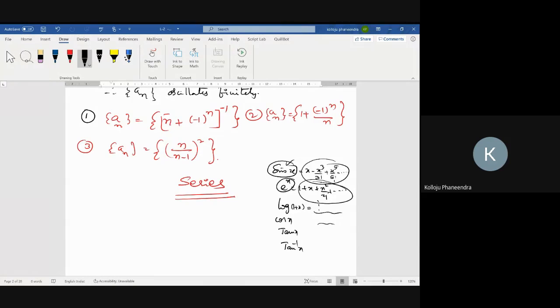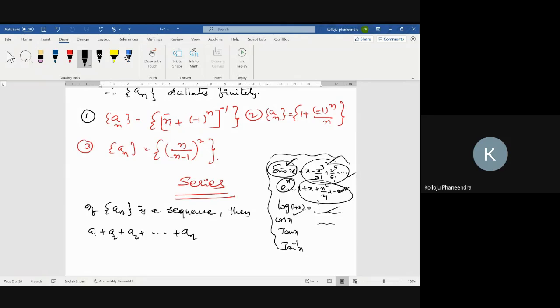I know the expansion of sin x in terms of x, e power x in terms of x, log in terms of x. That means any transcendental function can be expressed as a series in x. Now this is a series. So the definition of a series is: if an is a sequence, then a1 plus a2 plus and so on, the sum of the terms of the sequence, is called a series.